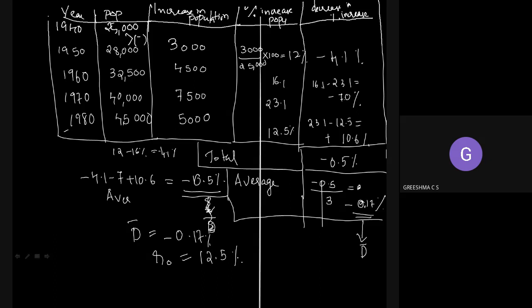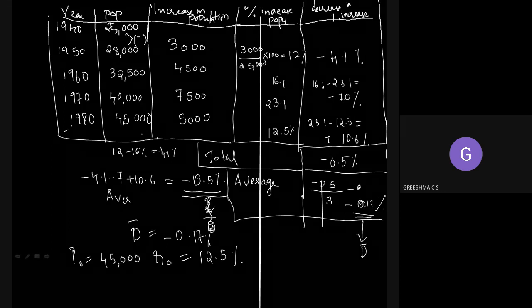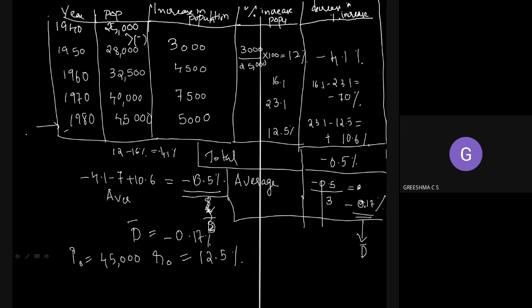Okay, so remaining all the information is available. How much is P0? P0 is the population for the last known decade, that is 45,000. So this is the last known information available to us, taken as P0. Now directly you can substitute in the equation. I think you have written all these things, right?